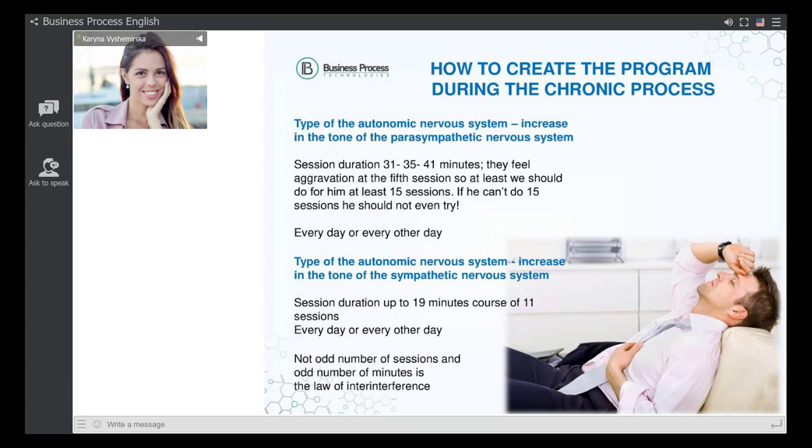The third type of nervous system is increased tone of the sympathetic nervous system. It's all simple. Session duration up to 19 minutes, course of 11 sessions, every day or every other day. I want to remind you that we have an odd number of sessions and an odd number of minutes, because this is a law of interference. We have 31 minutes, 21, 19, and 11 sessions, 15; everything should be odd.